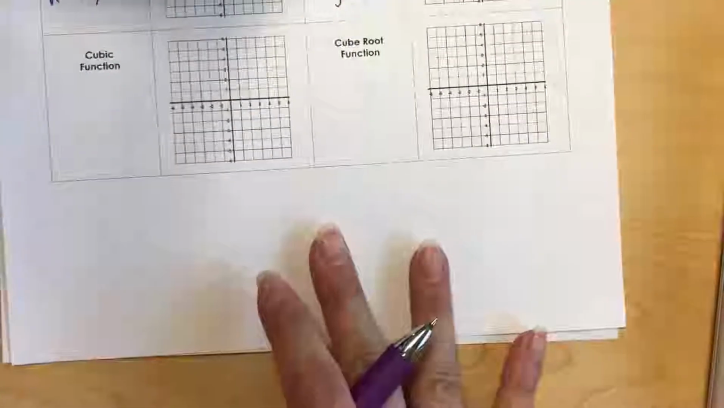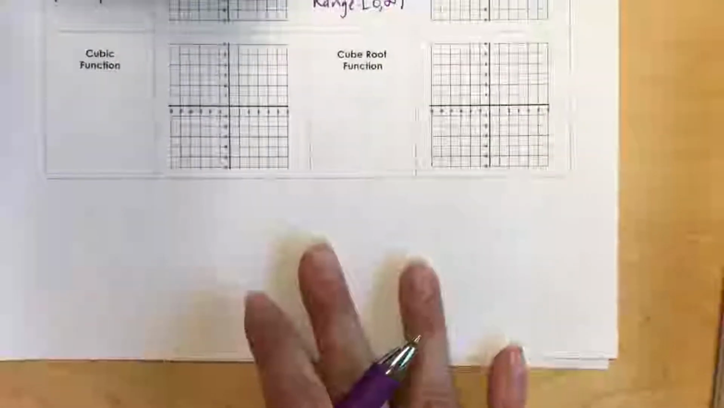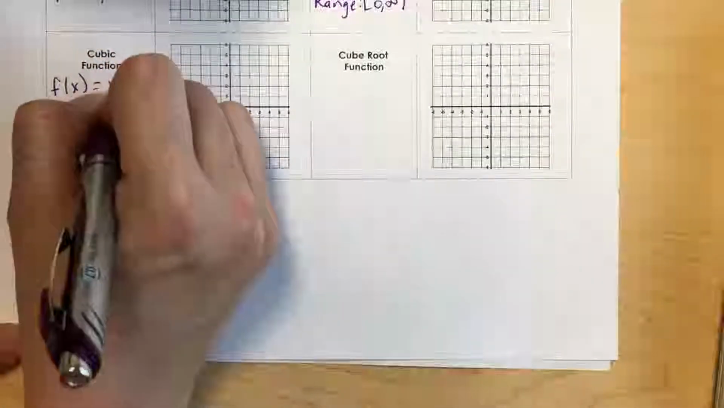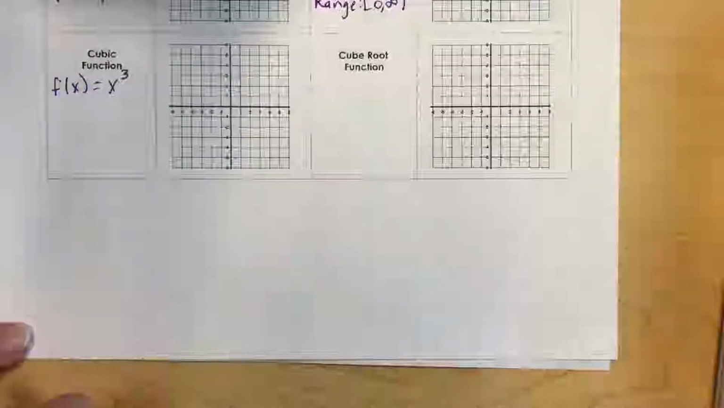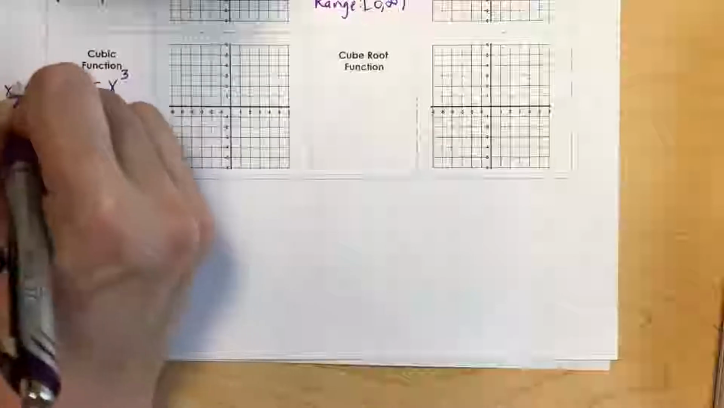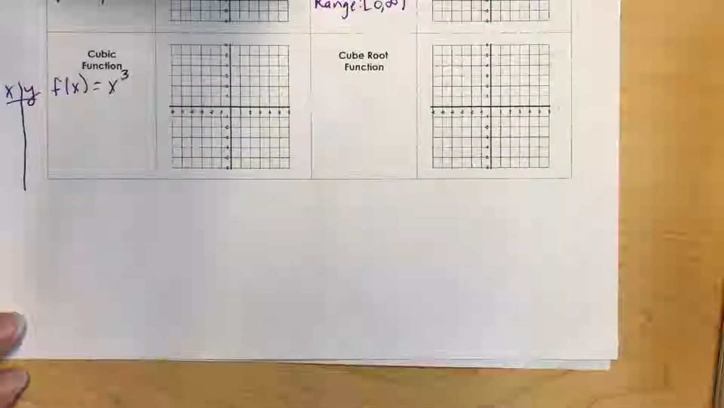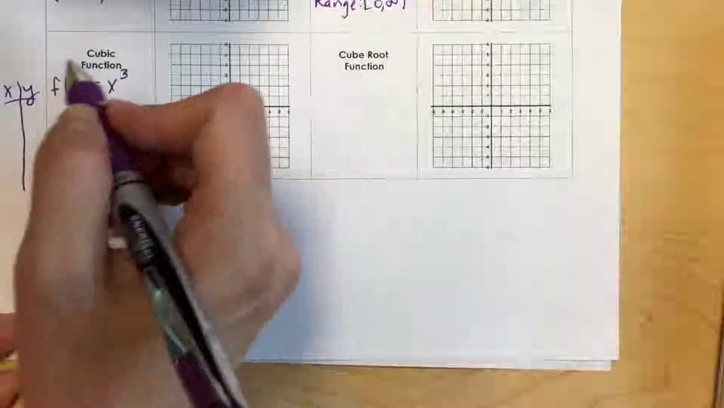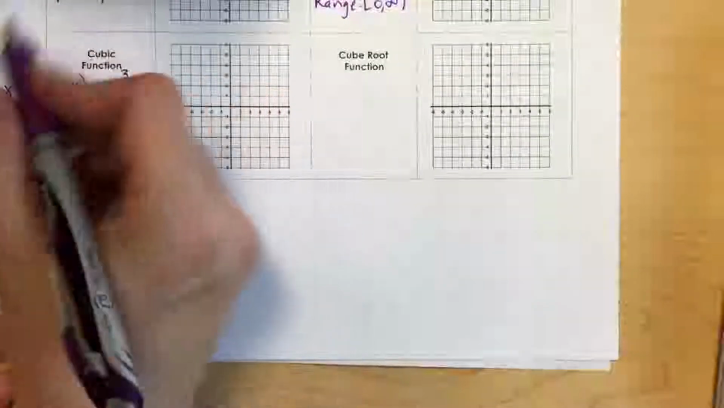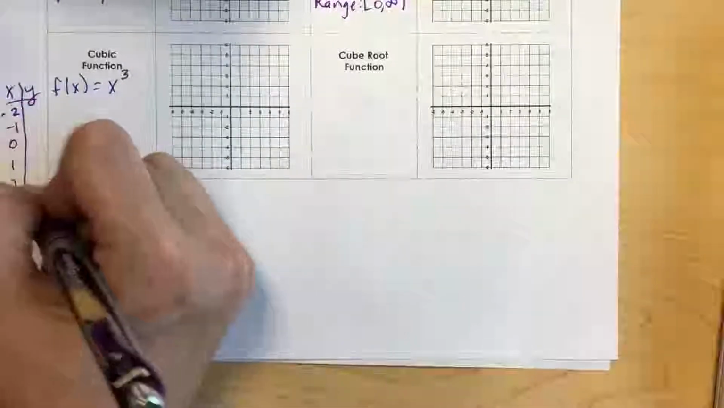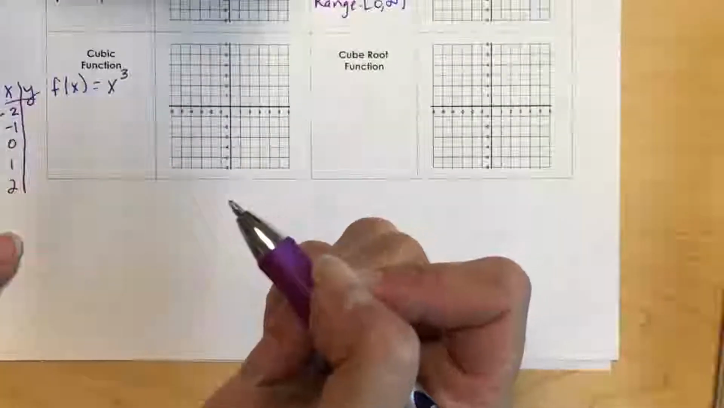Then we've got our cubic function. Cubic means you're raising x to the third power. Let's look at a table of values for this. Technically you can put in anything you want for x, but I'm going to put in numbers that give me easy things to work with. Since I'm doing a cubic function, I'm going to put in numbers that are close to 0. These are usually a good place to start.